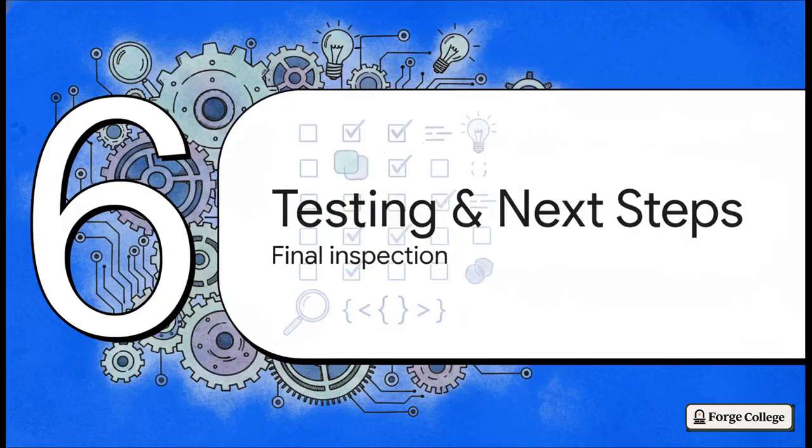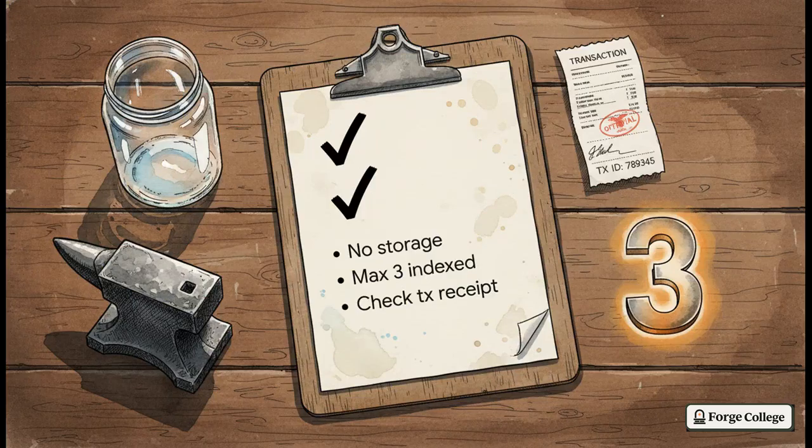Finally, part 6, testing and next steps. Let's do our final inspection. As we finish up our assembly today, let's run through our final inspection checklist. First, remember events don't use expensive contract storage. Second, you have a hard maximum of 3 indexed fields per event. Don't forget that. Third, keep large payloads non-indexed. Always index only the exact fields you need to search by. Otherwise, indexing massive string arrays will make your wallet and your gas fees cry. And finally, always validate your work by checking that transaction receipt.